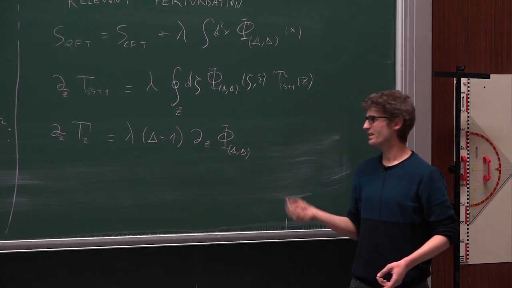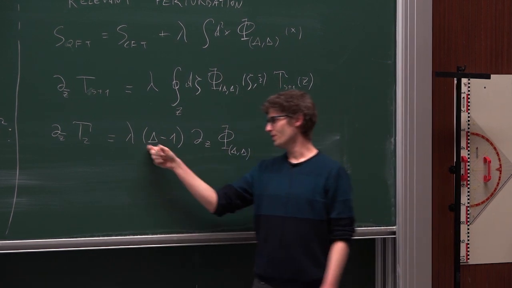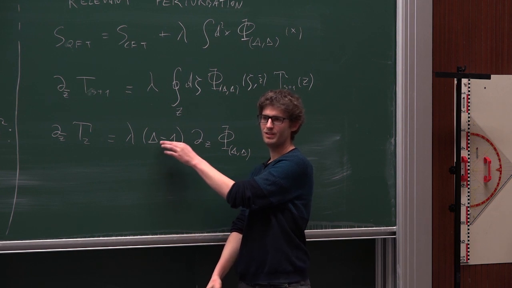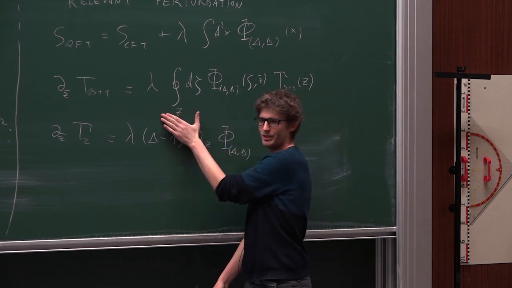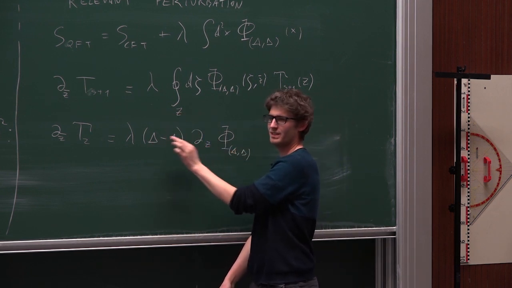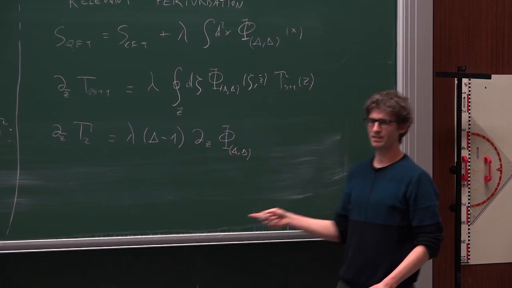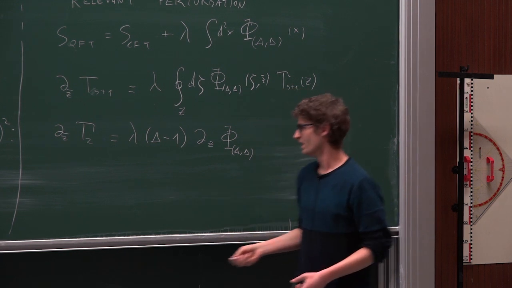So this tells you that, first of all, this factor had better be there, because if you have a marginal perturbation, then you don't spoil the holomorphicity, since delta minus 1 is 0. But then it's a total derivative, so it's fine. The stress energy tensor is still conserved.